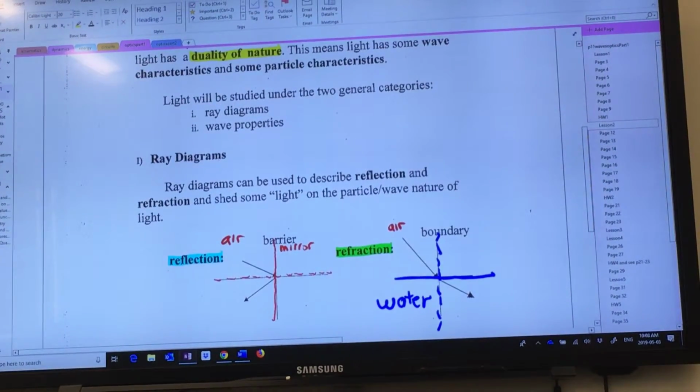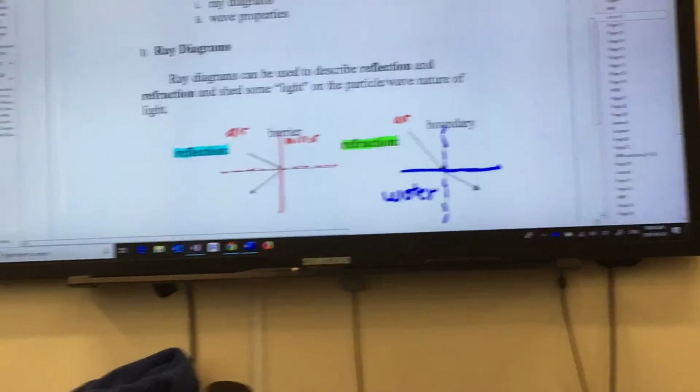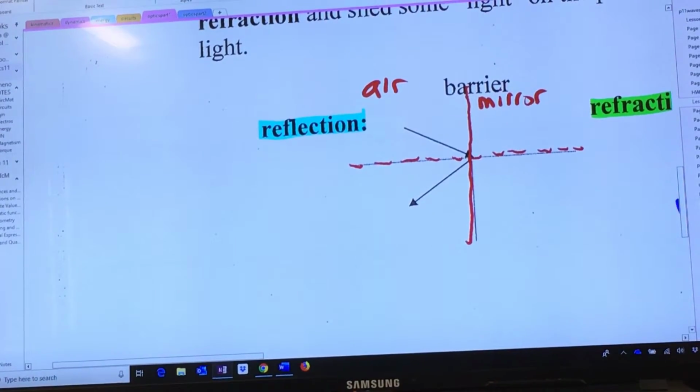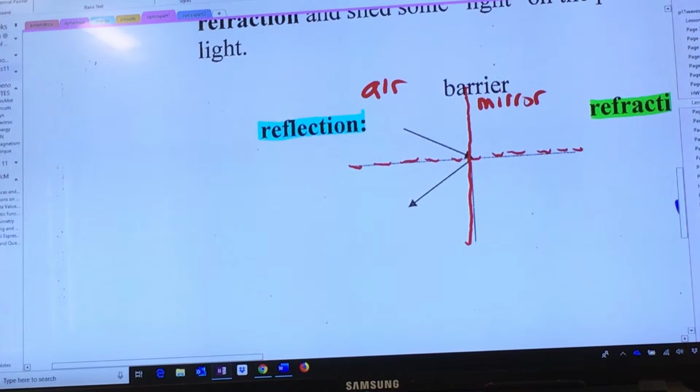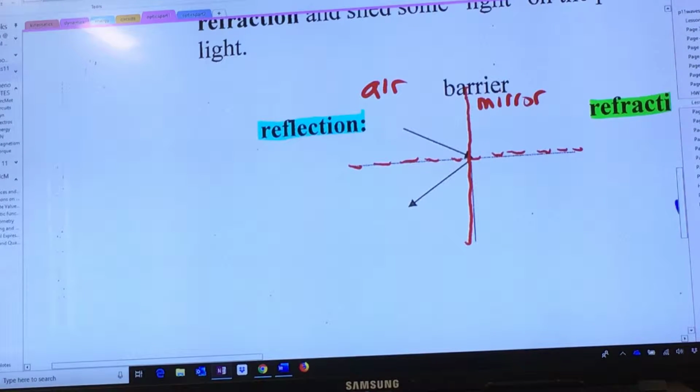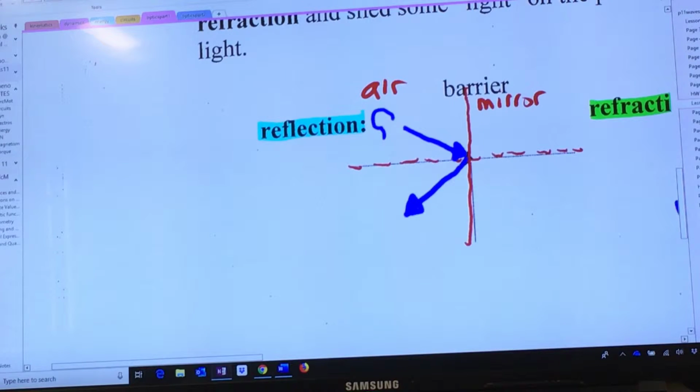Ray diagrams is where we draw an arrow that represents the light ray and then shows what happens to it. So, for example, if you have your light going into the mirror like this, here's your light ray, it hits the mirror and it bounces off. The ray of light, whatever you want this to be, your light.